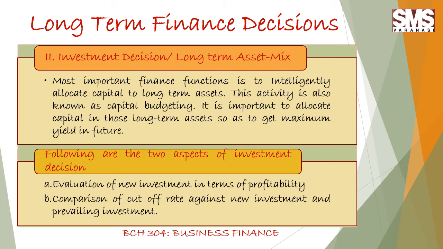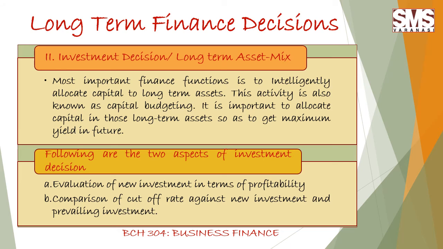Since the funds involve cost and are available in limited quantity, its proper utilization is very necessary to achieve the goal of wealth maximization. Thus, the most important finance function is to intelligently allocate capital to long-term assets. And this entire activity is known as capital budgeting.